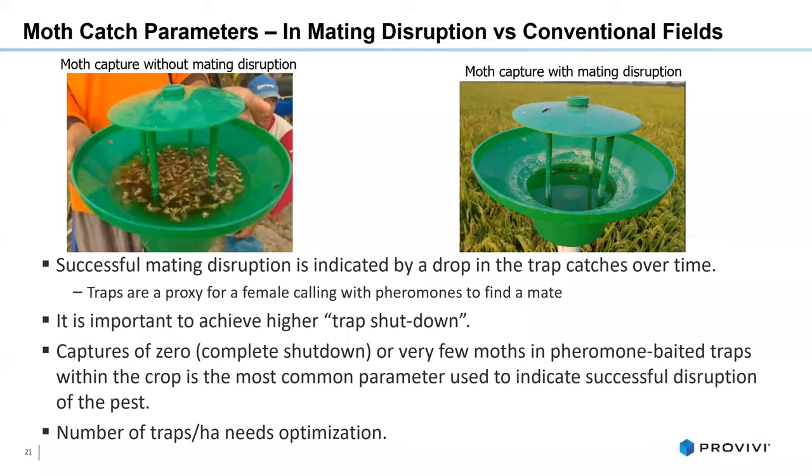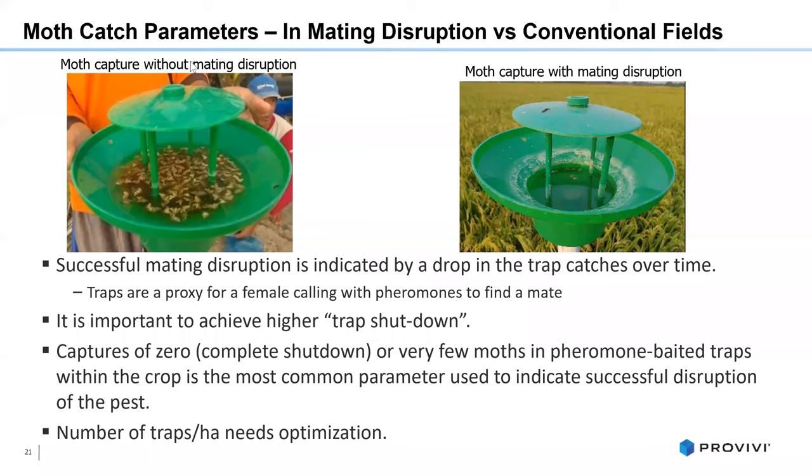Is it enough with 20 dispensers or 30 dispensers? Those are the things that we actually look at, several parameters such as moth captures. And it is also important to understand the number of traps that are required to understand the efficacy of mating disruption, okay? So ultimately what we want to understand is zero moth captures in the mating disruption plots.